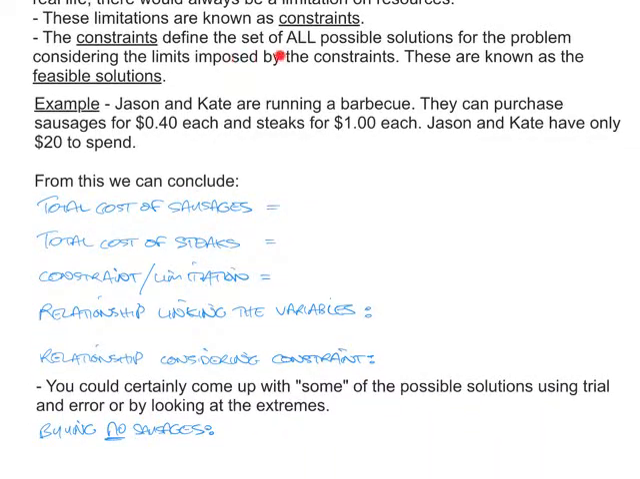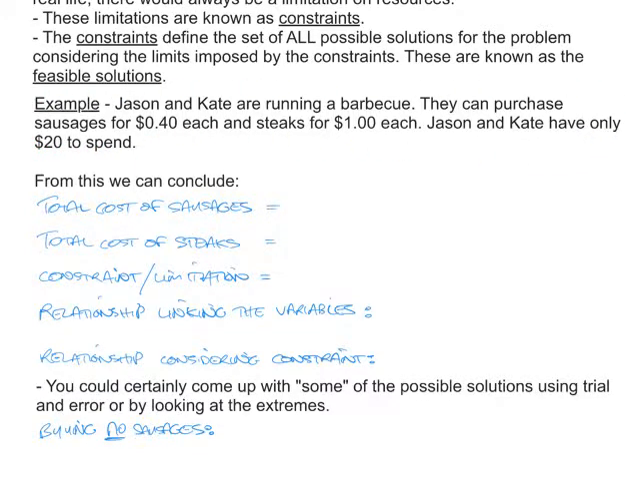These constraints define the set of all possible solutions for the problem when we're considering the limits that are imposed by those constraints. So they're known as the feasible solutions. So previously we had one solution for two linear relationships simultaneously. Now we're setting limitations for these. There can be multiple solutions, but they're within a certain range defined by the constraints, and they're known as feasible solutions. So to clear all this up, because right now it's just words, let's have a look at this example here.